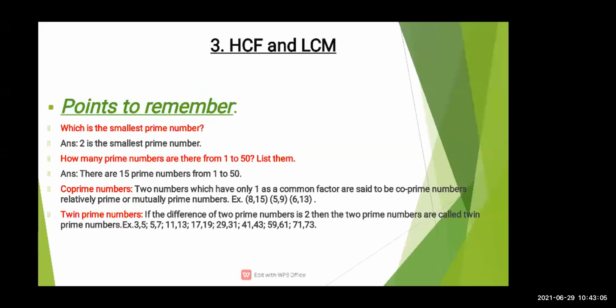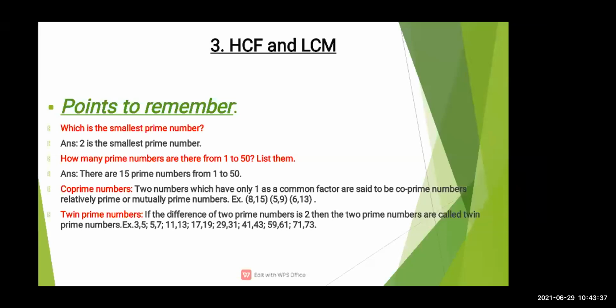Okay. The next point is co-prime number. Now, what do you mean by co-prime number? See, co-prime number means two numbers which have only one as a common factor. दो नंबर जिसमें कॉमन फैक्टर क्या होता है? ओनली वन. So that is called as co-prime number.